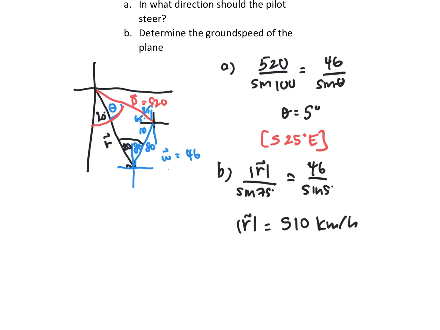So when you have a question where you want to know which direction the plane needs to point in order to find the resultant, you need to first find the angle that you're going to point that direction. So we're going to use sine law, and then we can use sine law again to find the resultant magnitude.